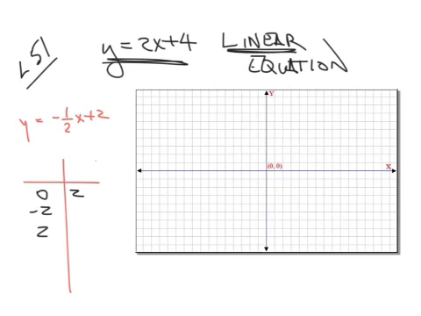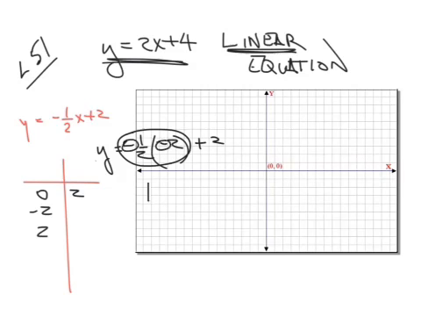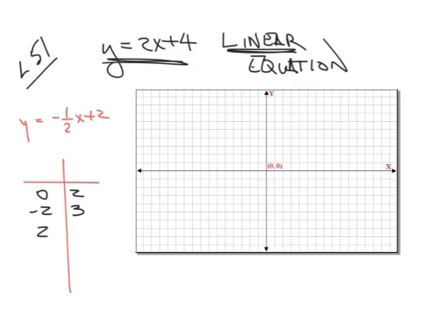Let's keep going here. y equals negative 1/2, and this time we're going to put in negative 2, plus 2. So 1/2 of 2 is 1, and a negative is a positive. So my y is 3. So see how the fraction goes away? That's why I use that 2 as my x value. Okay, so let's put in a positive 2.